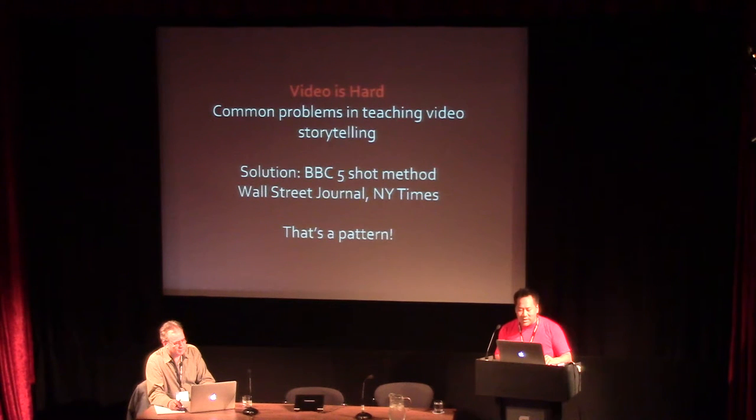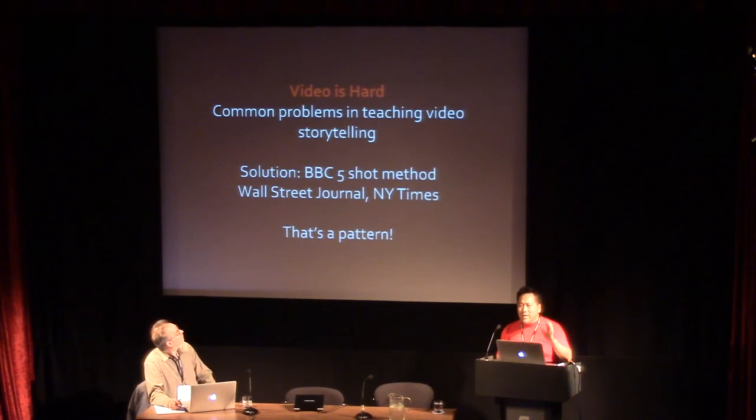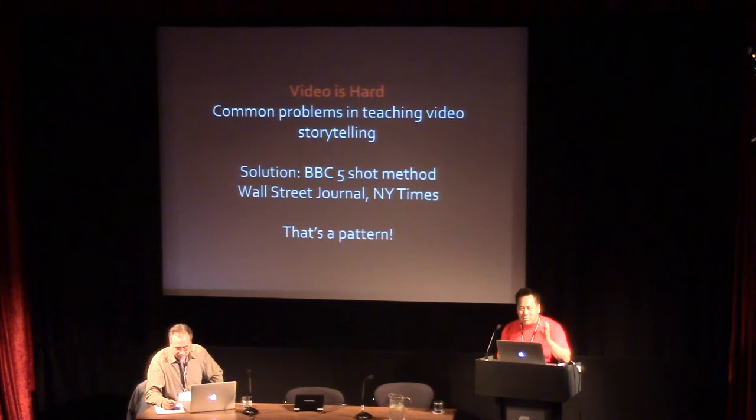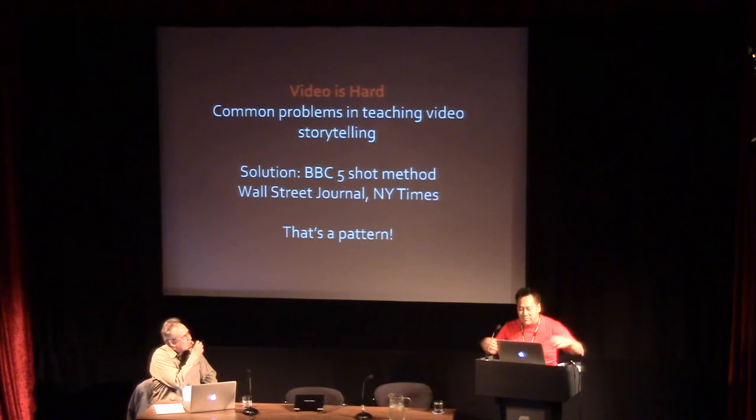Wiki Makes Video, is to understand that video is hard, and we want to try to address the common problems in teaching video storytelling. So one of the things that we found that really helps a lot is what we use in the journalism field to teach people who aren't video journalists how to do video journalism, right? So this is something that we call the BBC five-shot method, and it's a very simple method that we think is kind of a universal way to start storytelling. And then once you pick up this method, you can branch out very quickly into other types of video storytelling.